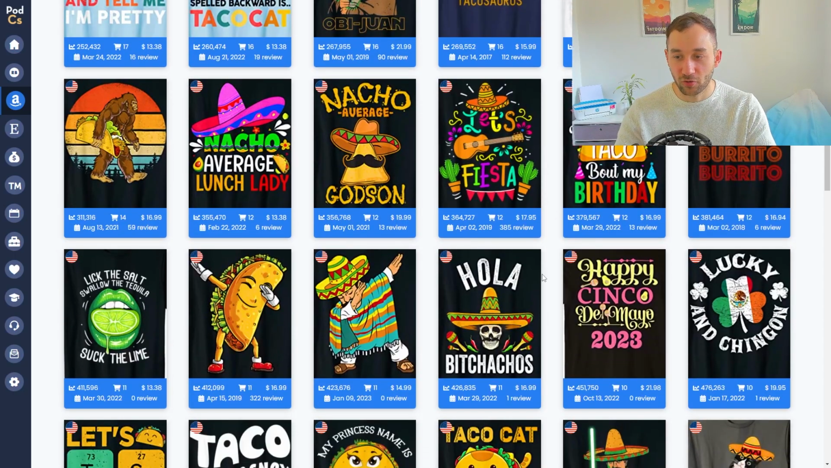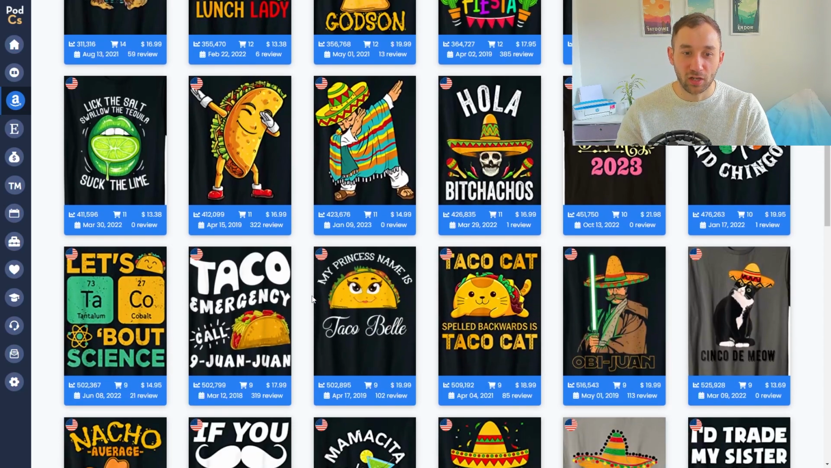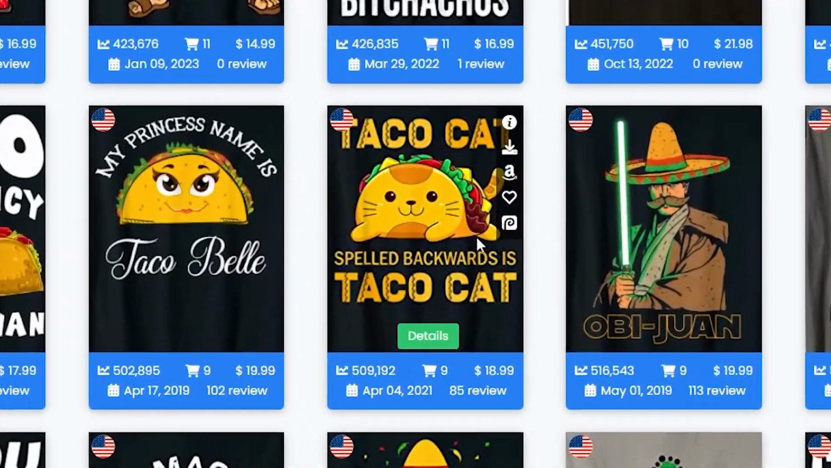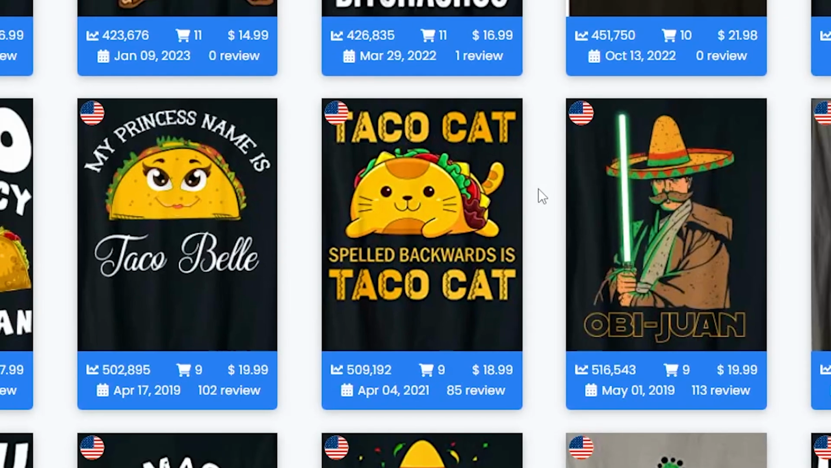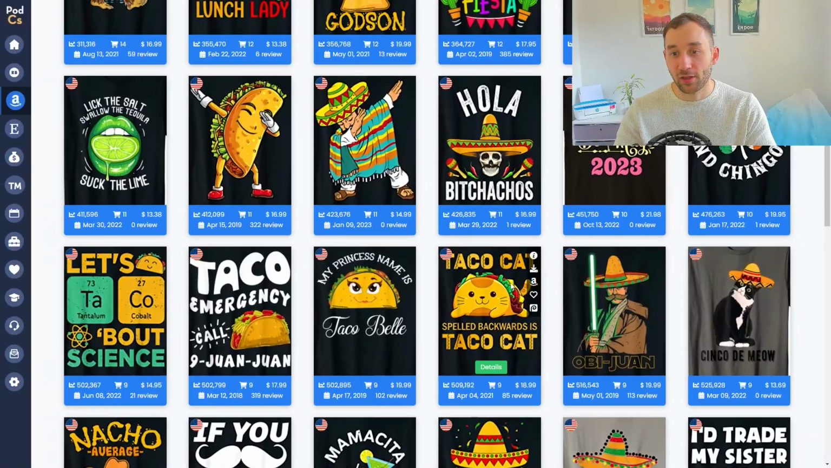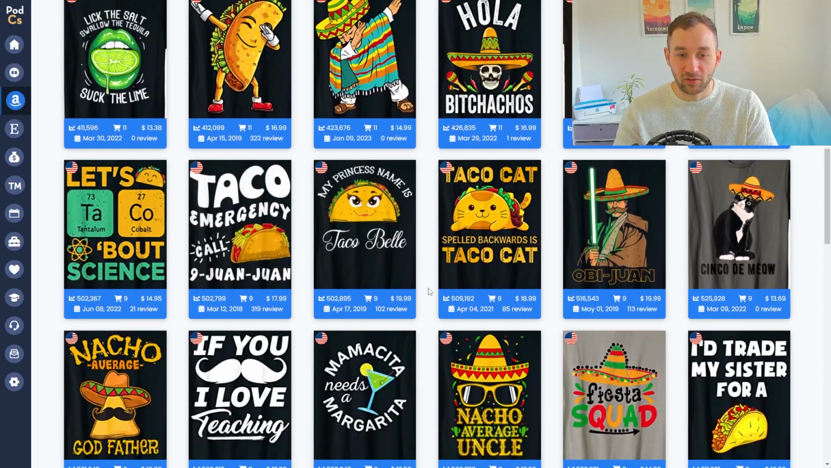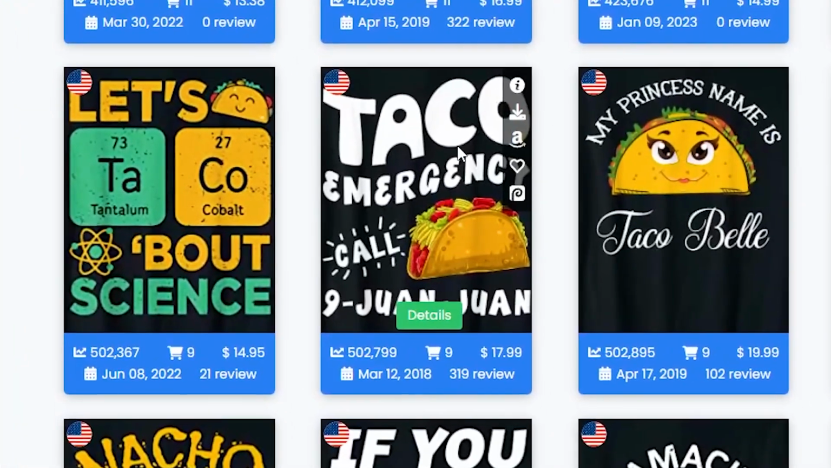I saw Fiesta Squad somewhere. But mainly we have a lot of funny jokes, often related to tacos. There's a common one here: "Taco Cat, spelled backwards, is Taco Cat." That one, whilst it's really funny and can get a ton of sales, has probably been copied thousands of times over the years, so it would be hard to get results with, but it gives you an idea of what people are interested in. Tacos are obviously massively popular in terms of Mexican culture, and funny designs are what people want to buy. This one I thought was great as well: "Taco Emergency, Call 911."